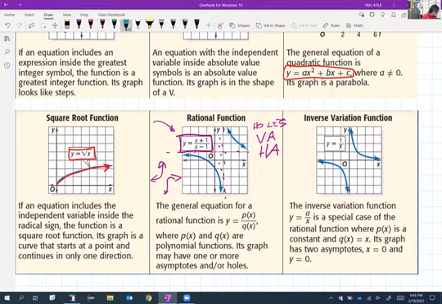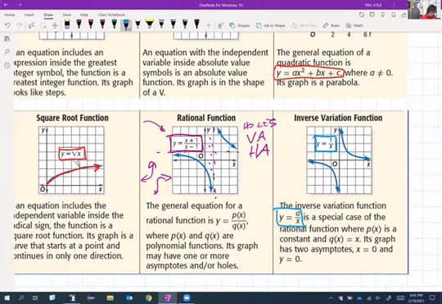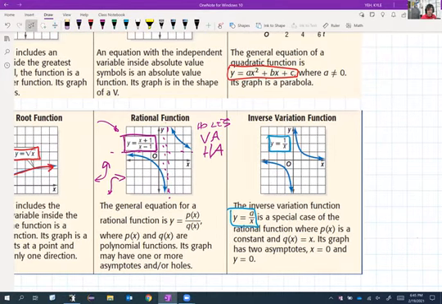And then the last one we're looking at here, very, very specific, kind of like the identity function, is the inverse variation function. Y equals some number over x. A over x is what it says down there. And what makes the inverse variation function special is that it will always have a horizontal asymptote at y equals 0 and a vertical asymptote at x equals 0. It's so nicely positioned on our graph, crossing and meeting at the origin. That is the inverse variation function.